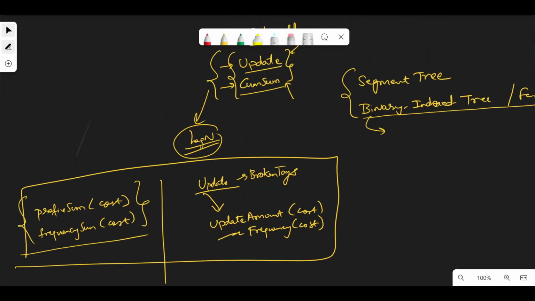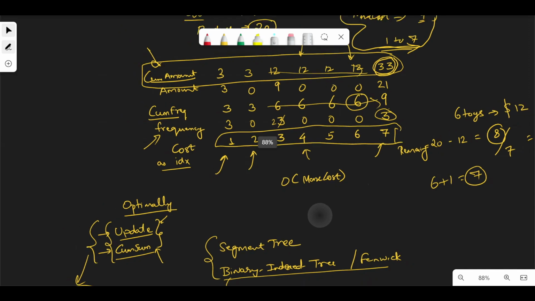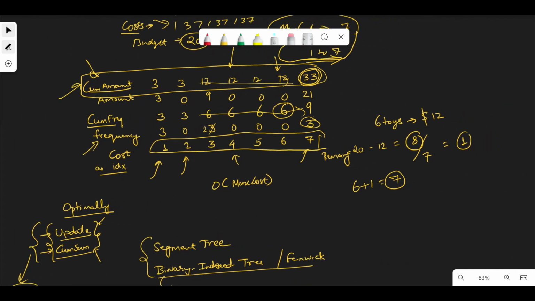And we'll use that and we'll use this approach where we essentially use the cumulative amount and cumulative frequency to find the first cost where the cumulative sum is greater than the budget, right? That means till the previous cost, I could buy all the toys. So till cost six, I could buy all the toys, and the number of toys was also six. But for cost seven, I could not buy all the toys because my remaining amount was just eight, and the required amount was 7 times 3, which is 21, which I did not have.